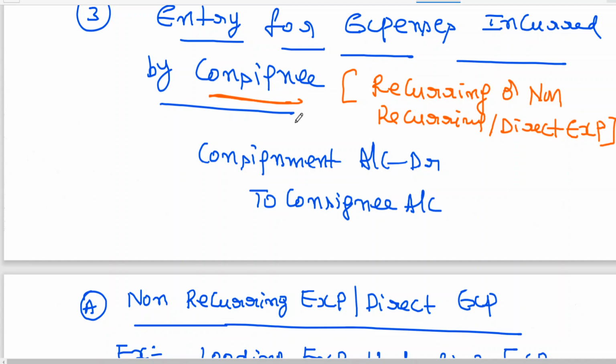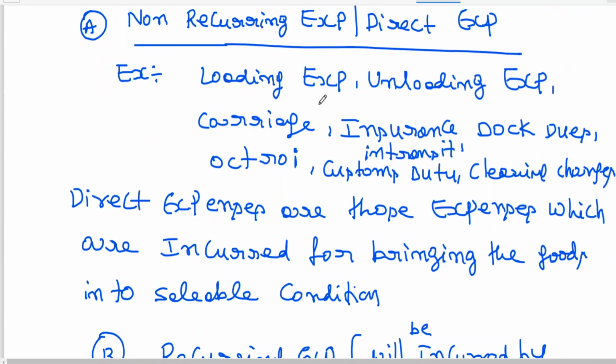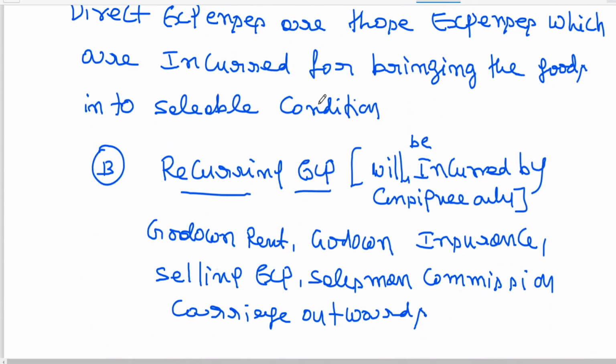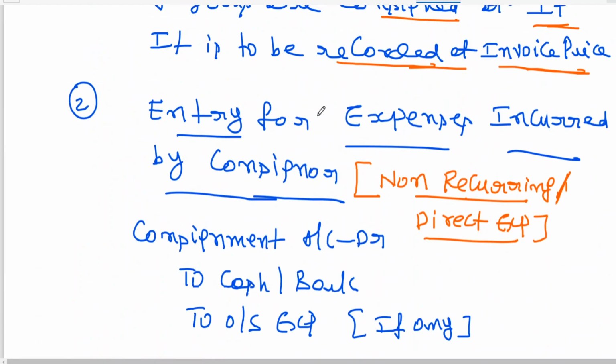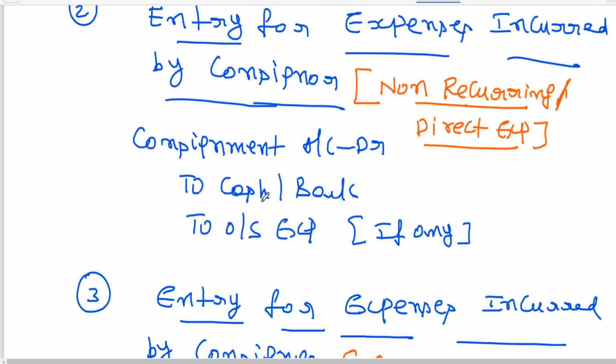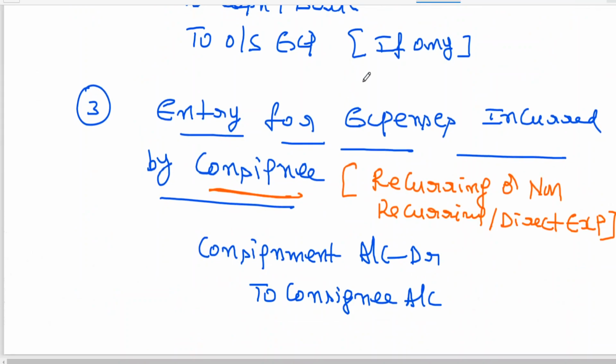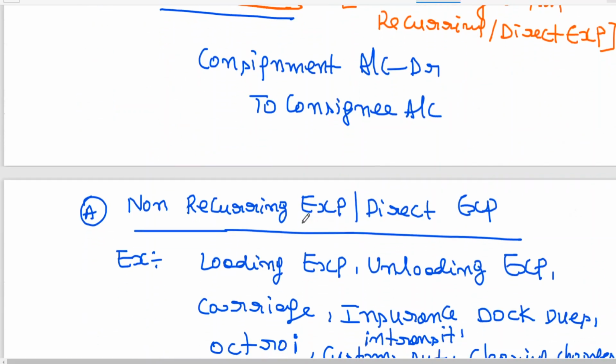Next, I think you might have got the clarity on the expenses. Direct expenses are those expenses which are incurred for bringing the goods into saleable condition. Indirect non-recurring expenses are also called direct expenses. And recurring expenses are generally incurred by consignee once the goods have been received by him. These two entries I have given to you. For expenses incurred by consignor, consignment account debtor to cash or bank. And if there is outstanding expense, which we come across in very rare cases. Entry for expenses incurred by consignee, consignment account debtor to consignee account. Okay, next.